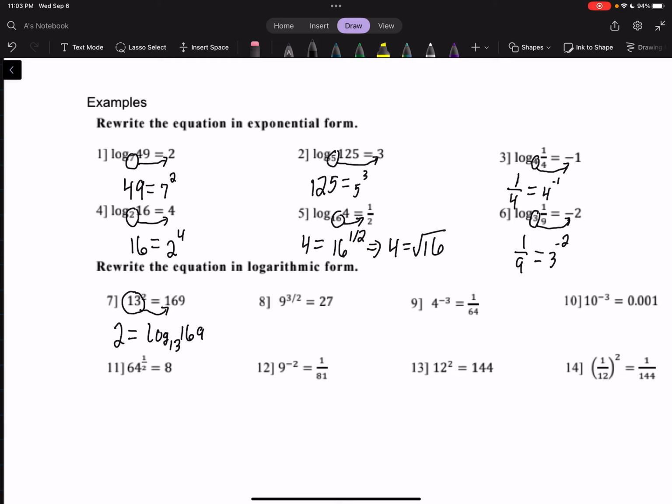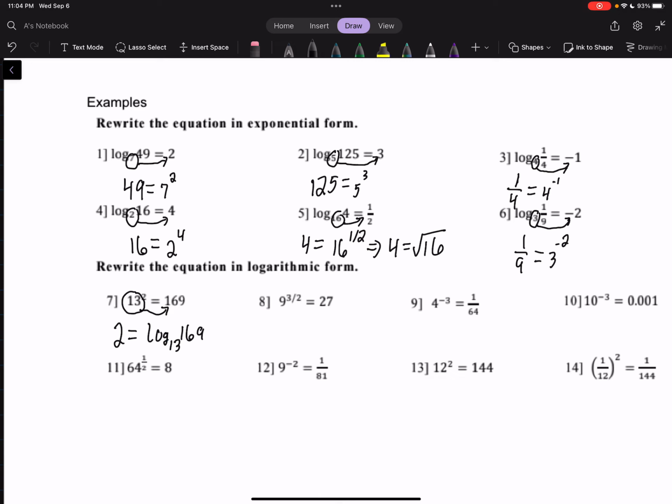Going from logarithmic to exponential is easier to remember. Anytime, and this is just a great encouragement, anytime you have to rewrite an equation into logarithmic form from exponential, it does not hurt, after you've finished, to switch it back just to make sure it works. So 13 to the 2 is equal to 169.